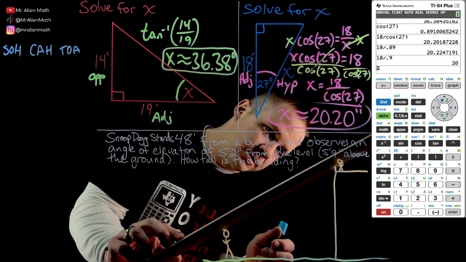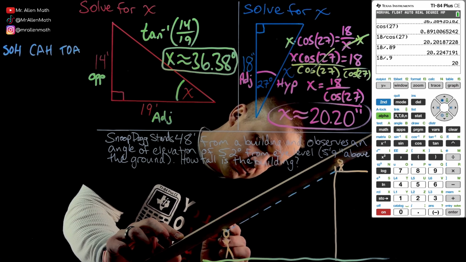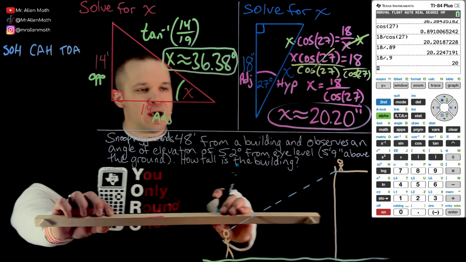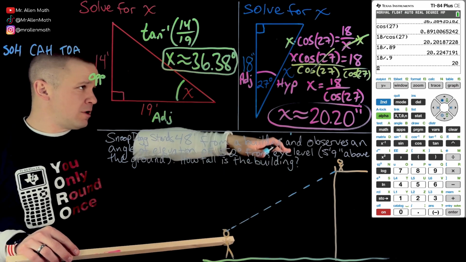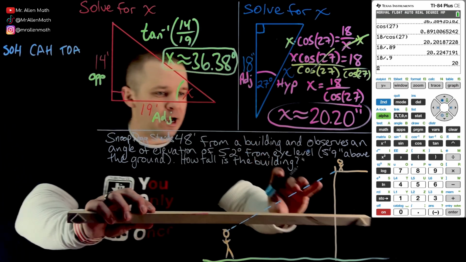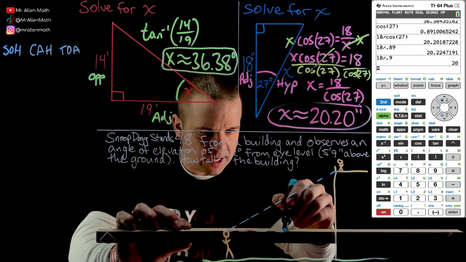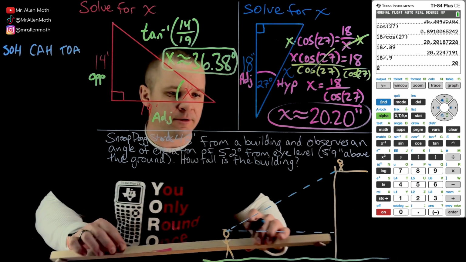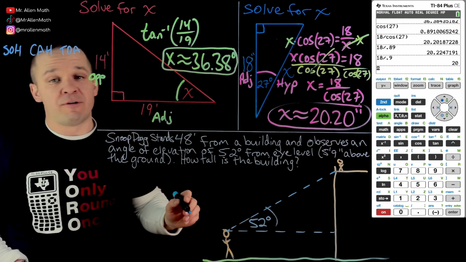He observes an angle to the top of the building from that eye level, and his angle of elevation is 52 degrees. Now, that's off of horizontal. So from here, then looking up, okay? Horizontal. So I am going to draw a horizontal line. Hopefully it's pretty darn horizontal. And this is a 52-degree angle of elevation.